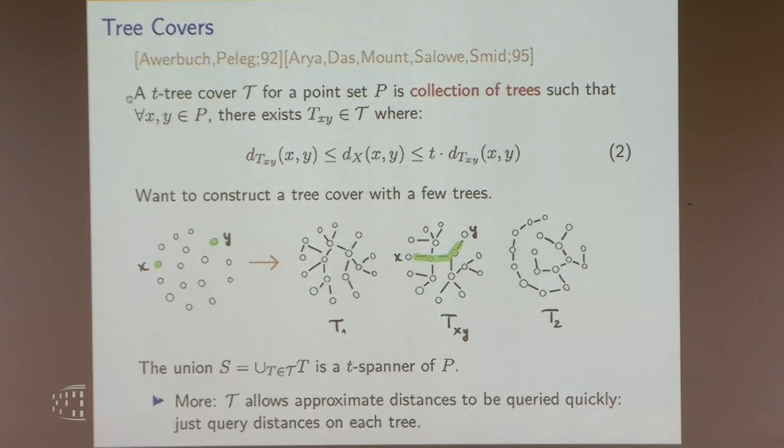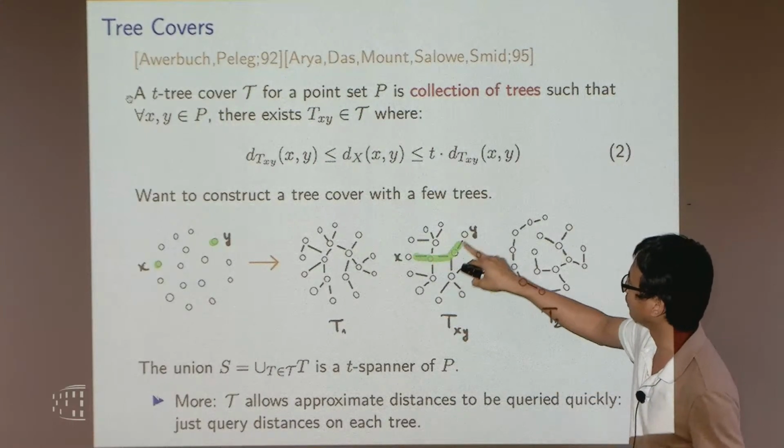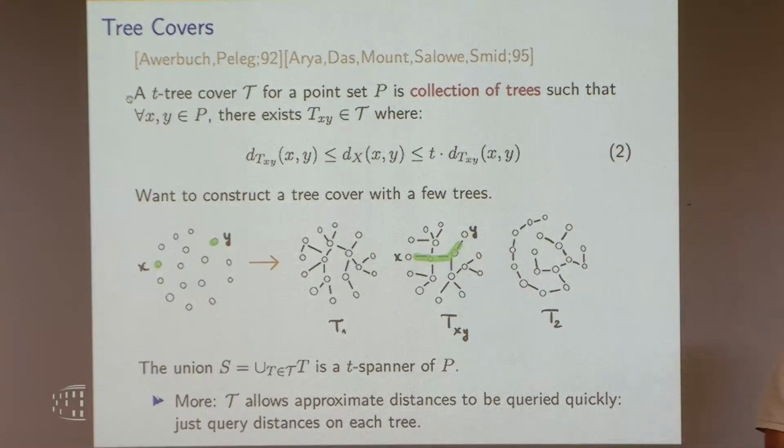And this is guaranteed for any pair of points. So I build a collection of trees where some tree is going to preserve the distance for any given pair. So for example, you look at this X and Y here, maybe this tree is going to preserve their distance. The other tree might not. But as long as I have one tree preserving the distances, I'm happy. And I want to minimize the number of trees. And so if you take the union of these trees, you get a spanner.